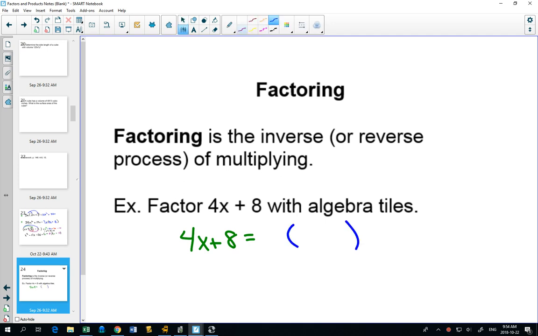there's going to be a number in front times by something else. We're going to change something that's a full answer to write it as two things that are multiplied together. And so here, what was in common with the 4x and the 8 is a 4. And what would you be left with inside? X plus 2.